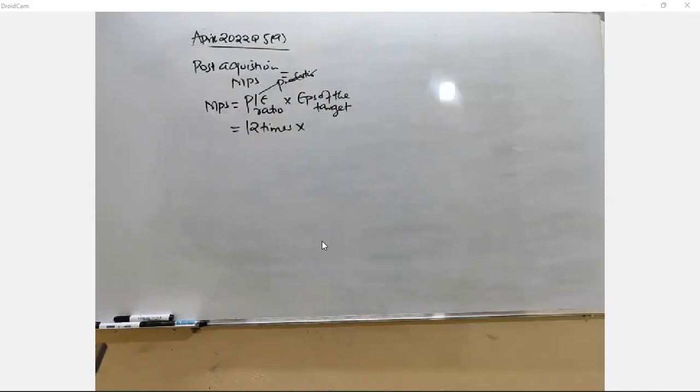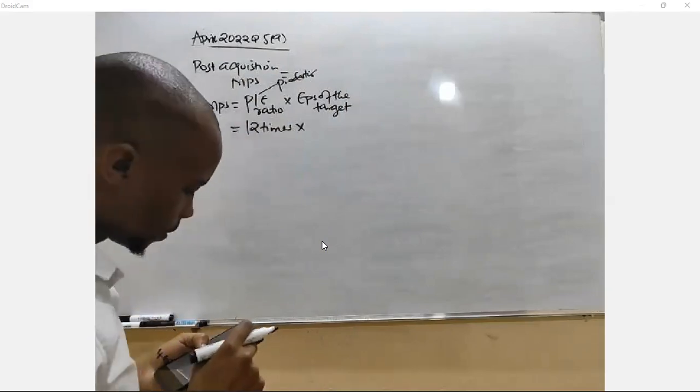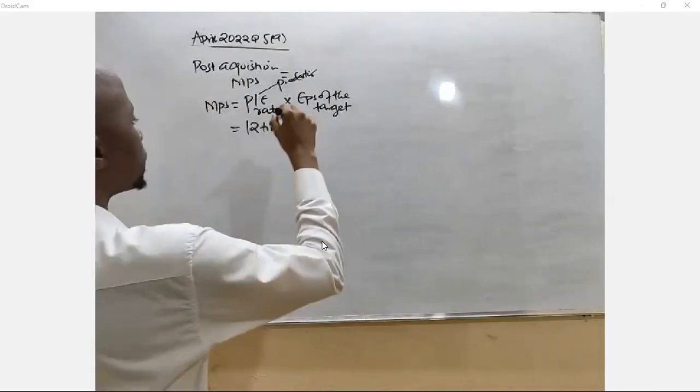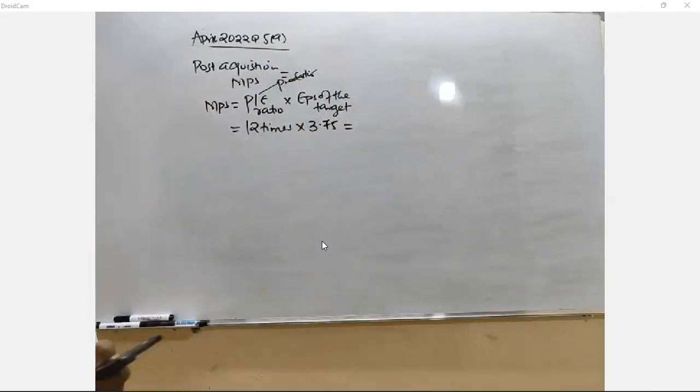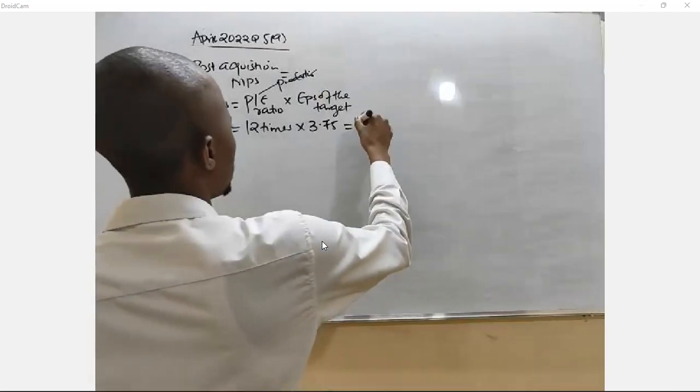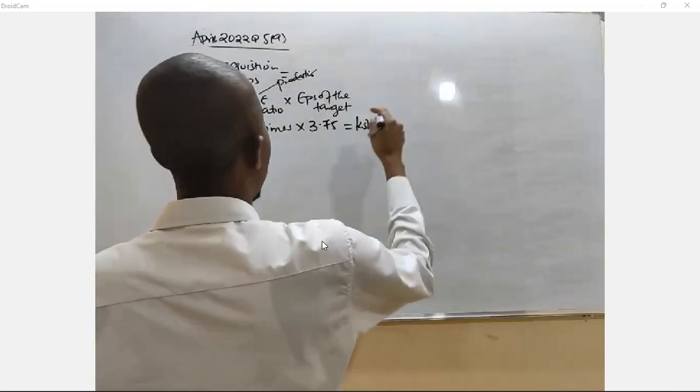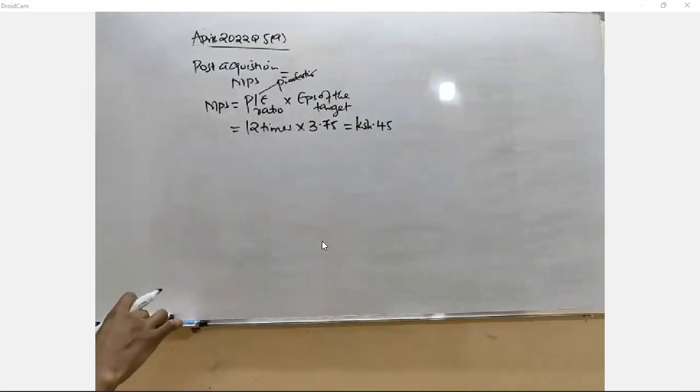The earnings of the target we are given as 3.75. So how much are we getting here? How much is your answer? Post-acquisition market price per share should be how much? When you take 12 times 3.75, we are getting Kenya shillings 45. We are getting 45, right?